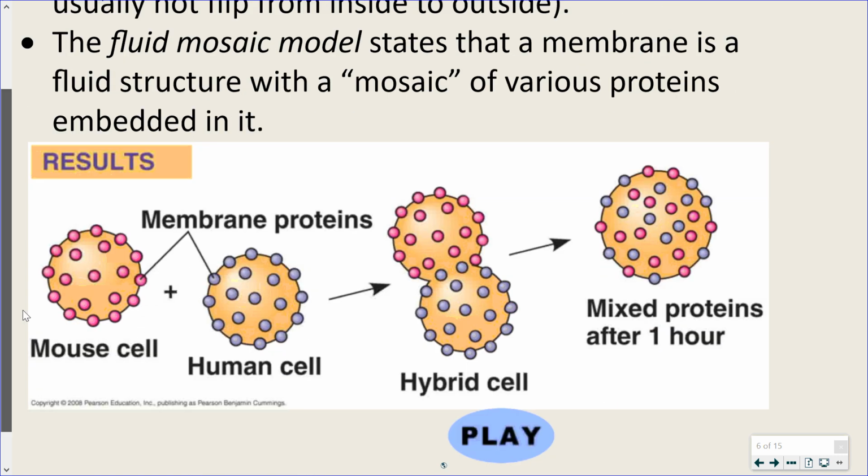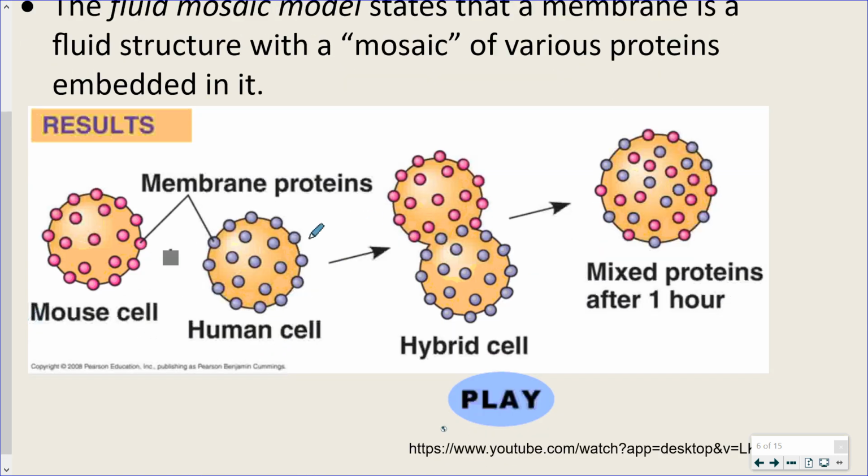So this picture is showing two different cells. We're taking two different cells that are both made up of phospholipid bilayers, but they're completely different in terms of their membrane proteins. The one on the left is a mouse cell, the one on the right is a human cell, and you can fuse them together because they're both made up of the same building blocks, which are phospholipids and proteins.